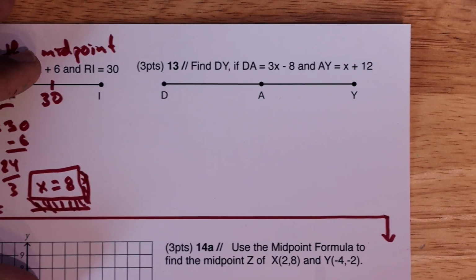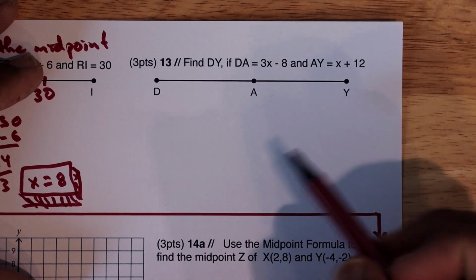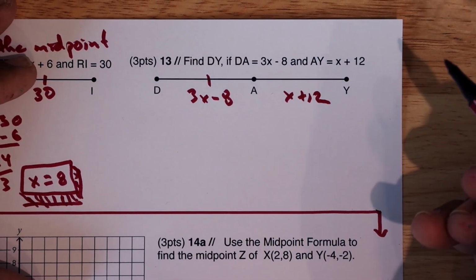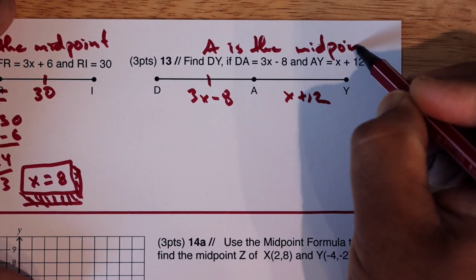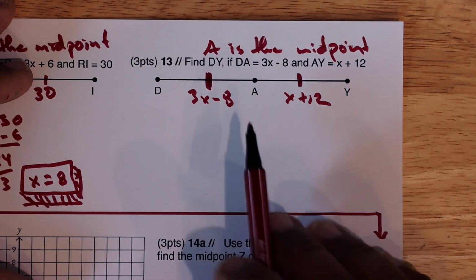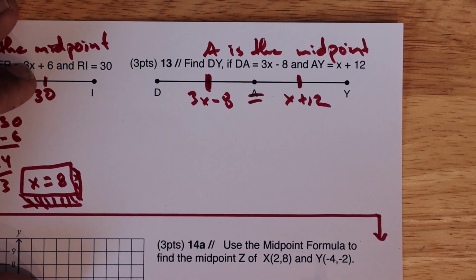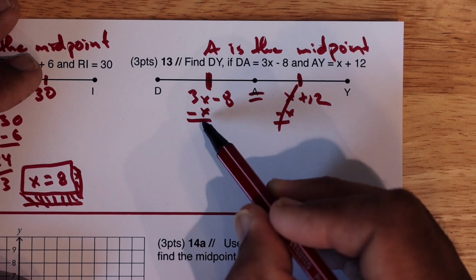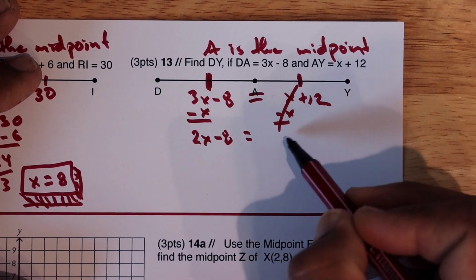Okay, let's slide over to number 13. This one says find DA or DY. That's the whole length. If DA is 3x minus 8 and AY is x plus 12. And for this one, again, I should have put in this, A is the midpoint. Because then what I can do is, sorry, that one is congruent to that one. That means these two must be equal to each other. So if I'm solving that like an algebra equation, subtract x from both sides. 3x minus x is 2x. Bring everything else down. Minus 8 comes down. Equals comes down. 12 comes down.